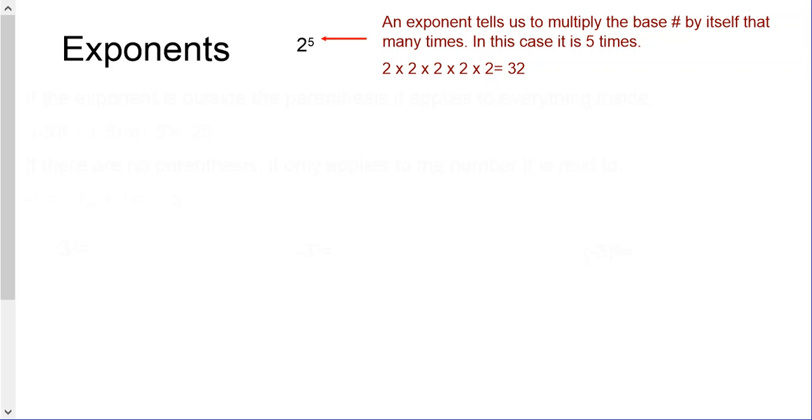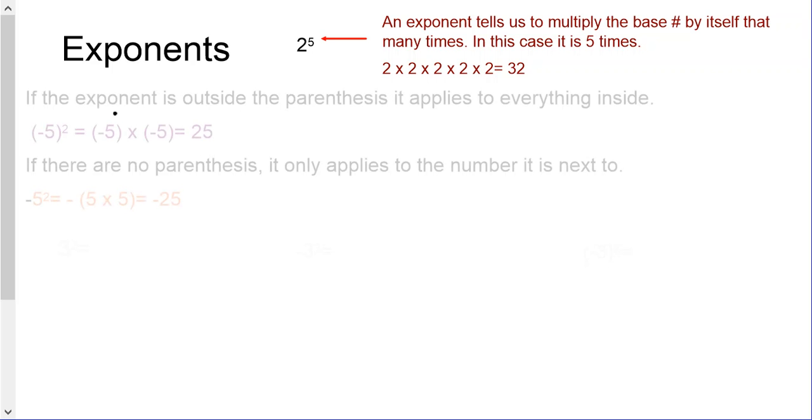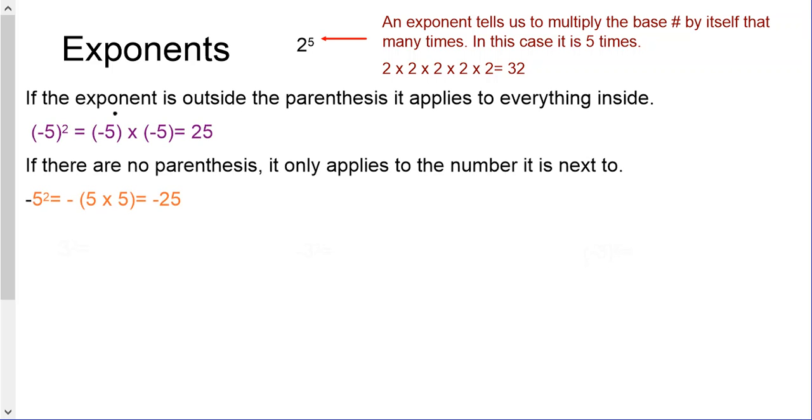Alright, but some important rules when we're looking at exponents. If the exponent is outside the parentheses, it applies to everything inside. So we have negative 5 raised to the 2nd power, or negative 5 squared. That means it is negative 5 times negative 5. And again, if we have two integers with the same sign and we're multiplying, our answer will always be positive. So negative 5 times negative 5 will give you a positive 25.